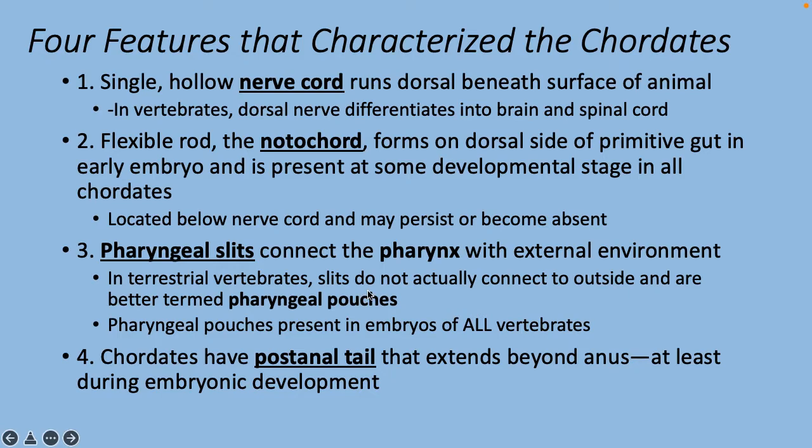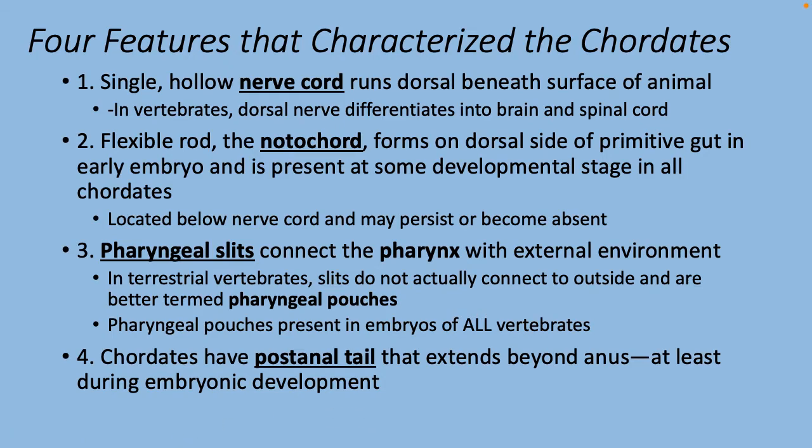Pharyngeal slits or pharyngeal pouches, basically connecting the pharynx with the external environment. So you can kind of think of these terms as almost the same, okay? But pharyngeal pouches are present in all vertebrate embryos. Chordates also have a post-anal tail that extends beyond the anus, at least during embryonic development, and then it may disappear, maybe go through apoptosis.